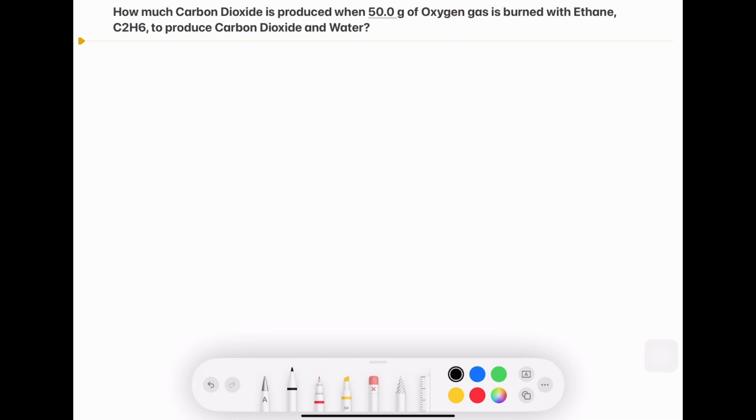So this question asks, how much carbon dioxide is produced when 50 grams of oxygen gas is burned with ethane, C2H6, to produce carbon dioxide and water? So I apologize that those numbers aren't in subscript, but I couldn't get that to work.